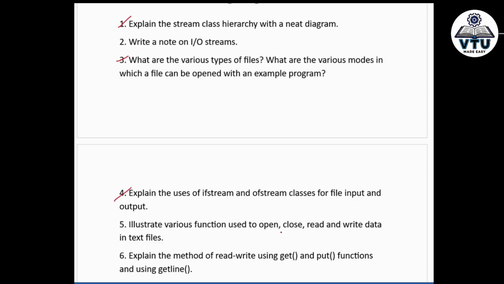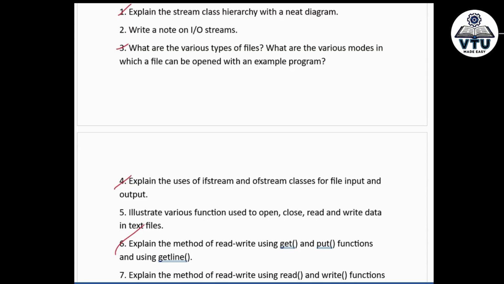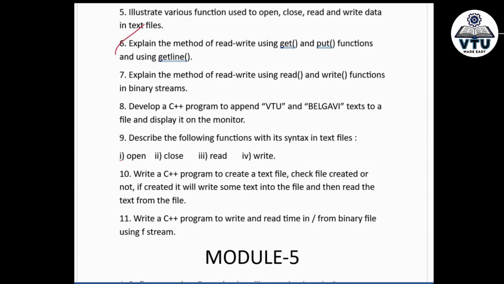Illustrate various functions used to open, close, read and write data in a text file. Next one is explain the methods of read and write using get and put functions and using the getline function. This is again a super important question. Explain the method of read and write using read and write functions in a binary stream. Very important. All are important questions, but I'm telling you which you can skip and which cannot be skipped.